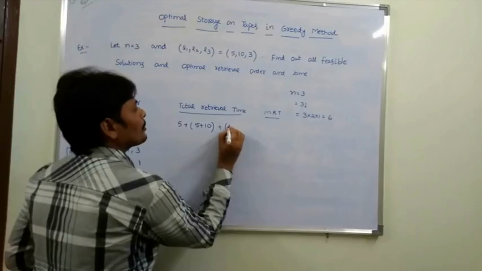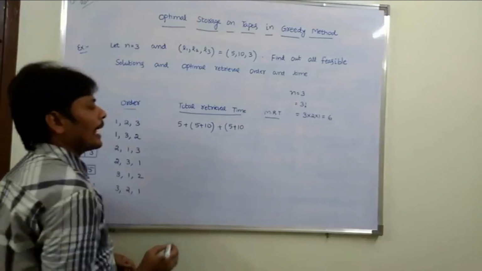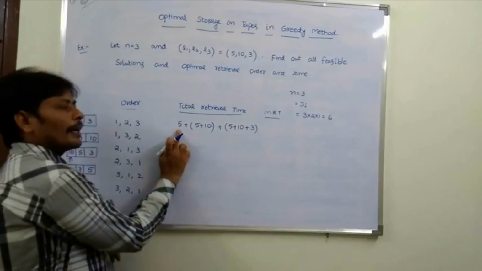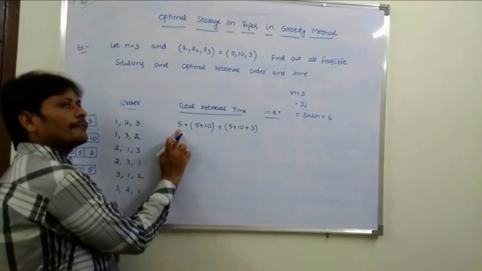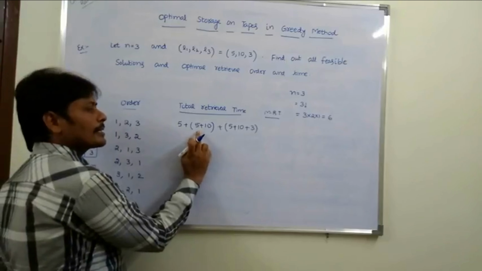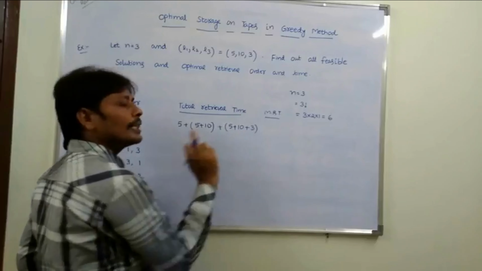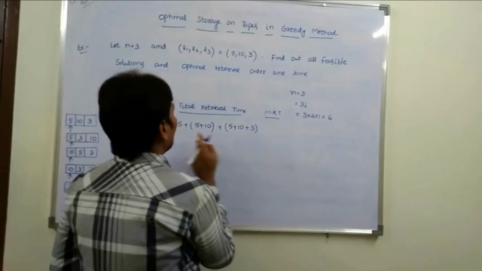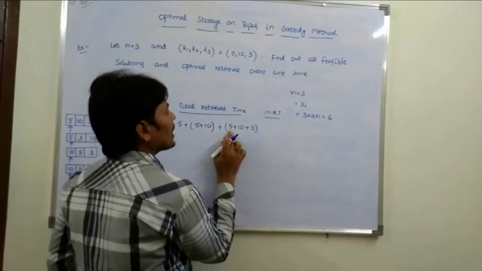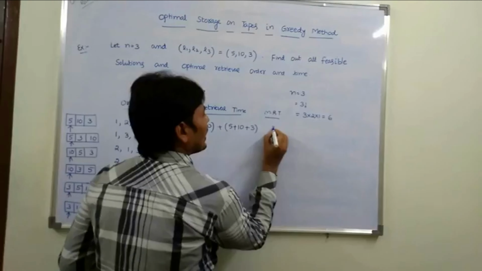So for accessing the first program, the time is 5. For accessing the second program, the time is 10. For accessing the third program, the time is 3. So this is the time required for accessing the first program, this is the time required for accessing the second program, and this is the time required for accessing the third program. So that is equal to 5 plus 5, 10, 10 plus 10, 20, 20 plus 5, 25, 25 plus 10, 35, 35 plus 3, 38.